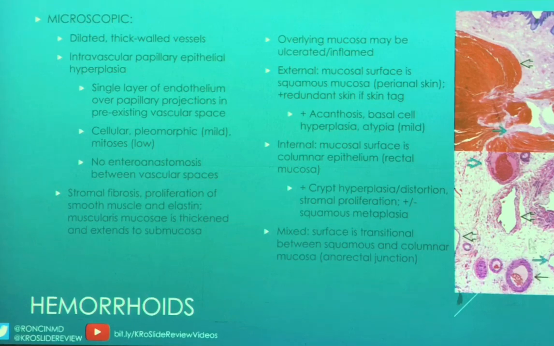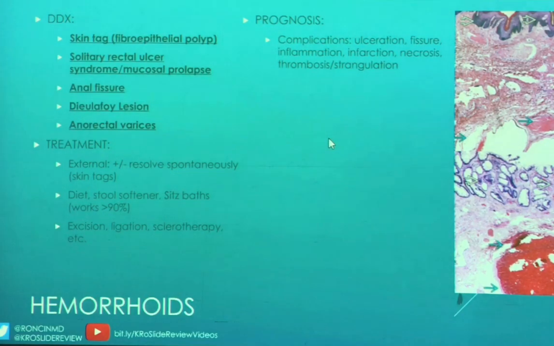So again, we can see these very large vessels here. Maybe they're trying to show some of the intravascular papillary epithelial hyperplasia, but it's not super clear. Your differential, okay, things like skin tags, so fibroepithelial polyps, which are in your handout, and a lot of these other things, because they're either vascular lesions or things like the fissures can also be itchy as well and have blood on toilet paper, as well as discomfort during bowel movements.